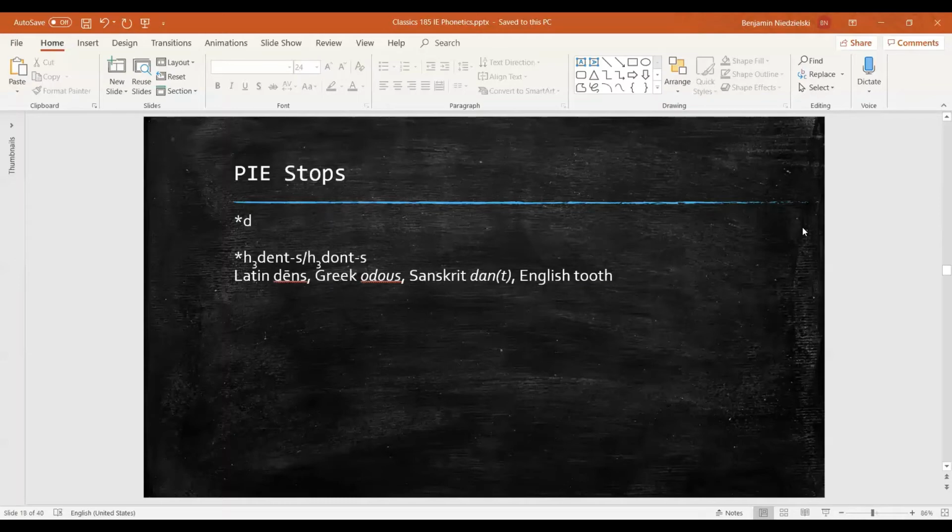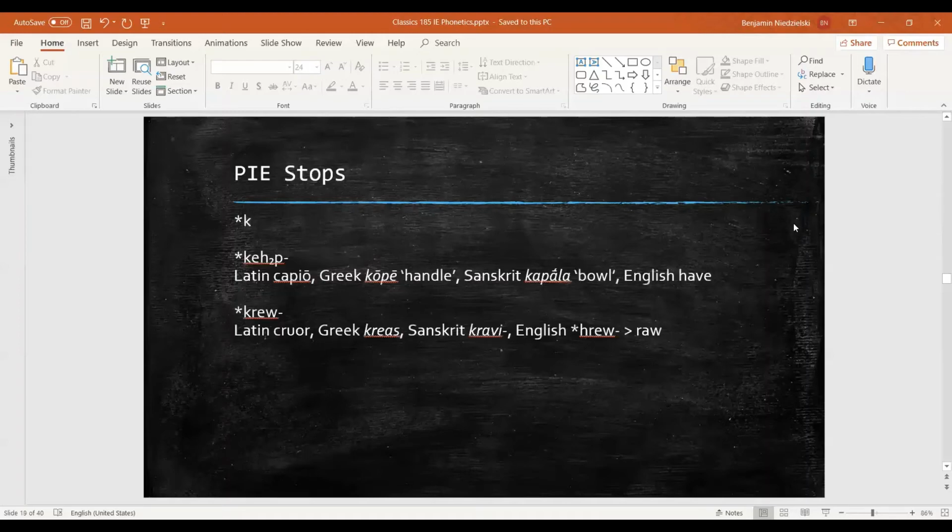Now let's look at the voiced version, d. In this root, which means tooth, we get Latin dens, Greek odus, and Sanskrit dan or dant, corresponding to English tooth. The d again stays the same in Latin, Greek, and Sanskrit, and undergoes Grimm's law to t in English. Next, we'll look at k, and here we have a root that means take or hold or grasp. So this comes out in Latin as capio, in Greek as kope, and Sanskrit kapala, corresponding to English have.